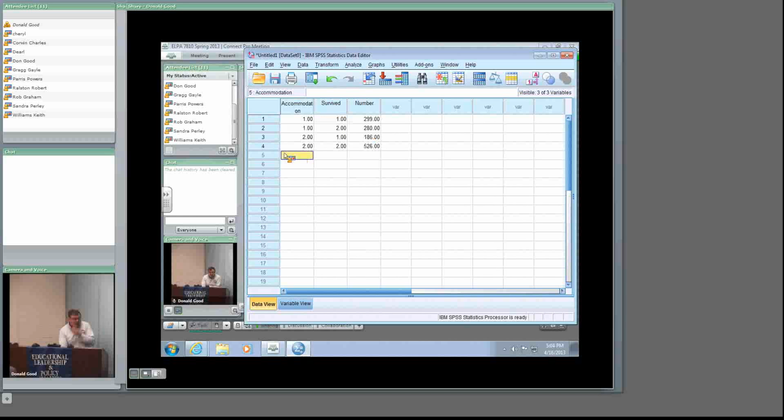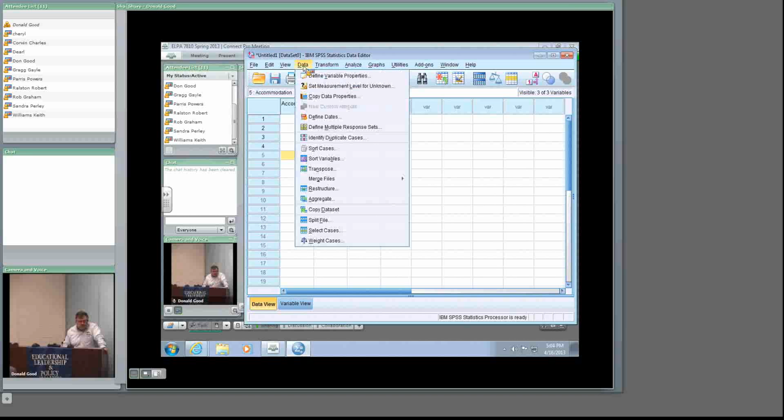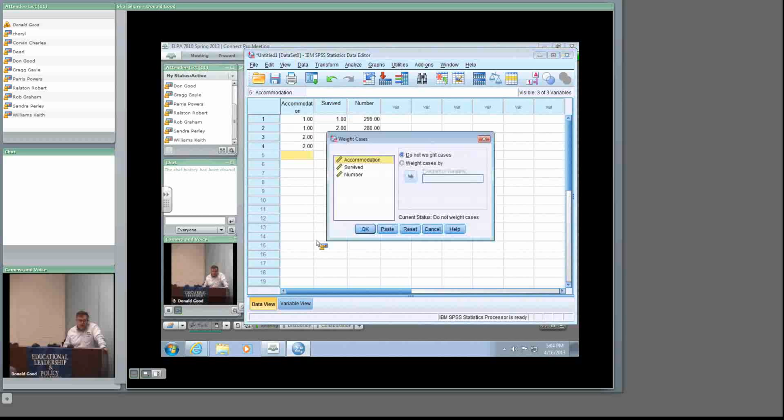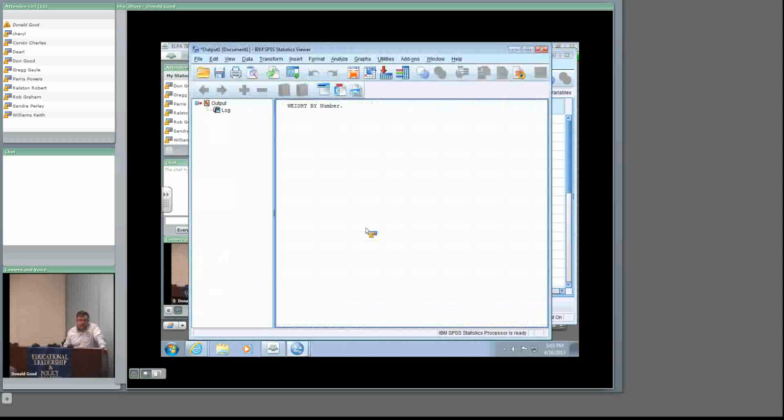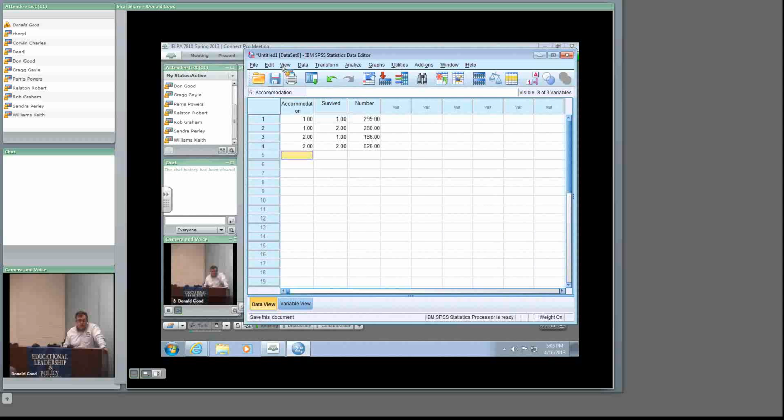So we're going to run the data. We're going to go to, first of all, data. And we're going to weight the cases. And you remember what we weight by? We're going to weight by the number. And we've always used number for the number, so we've always weighted by the number. So I'm going to weight by number. Going to click OK. Now I get an output box that just kind of gets in the way because it tells me I did something, but I already know that.